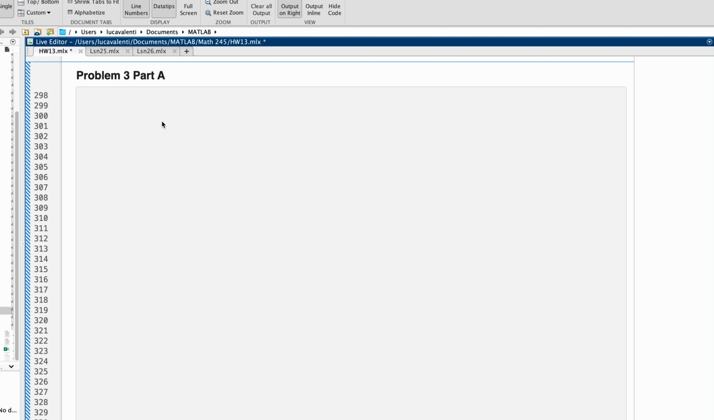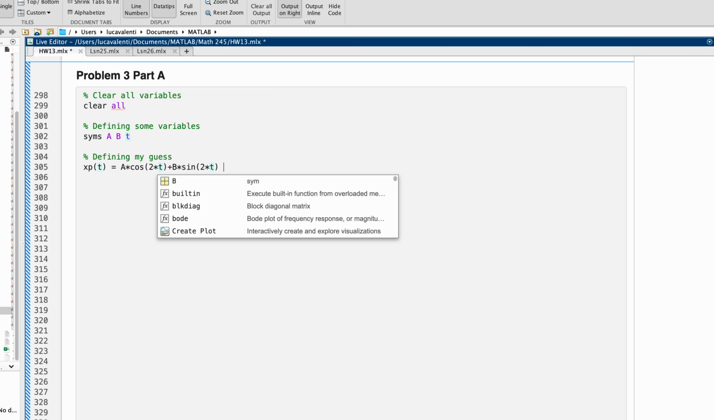We found a guess, and now we're going to clear all variables and clear all. I'm going to define some variables, which we can say are constant symbols, whatever you want to call them. So syms, that's going to be a and b and t. And then I'm going to define my guess x_p(t), which I said is a times the cosine of 2t plus b times the sine of 2t.